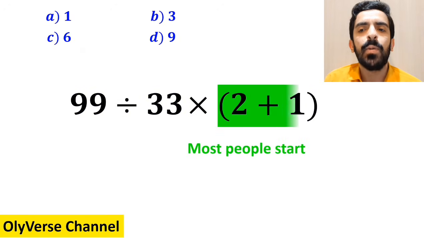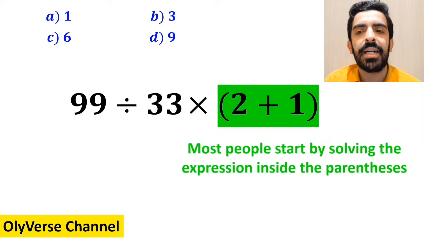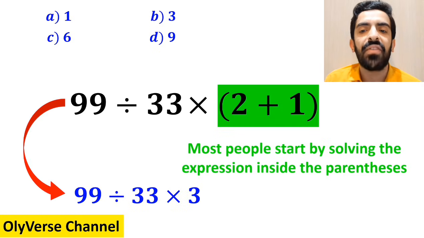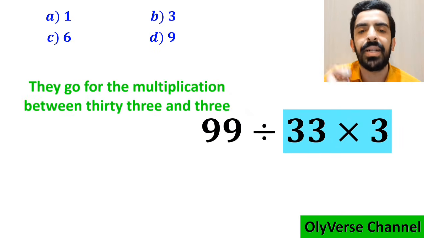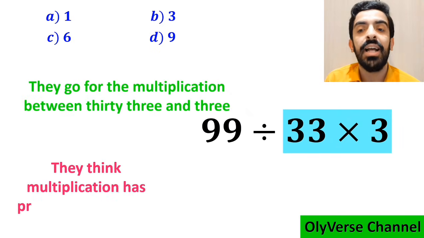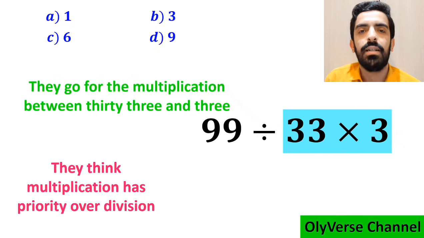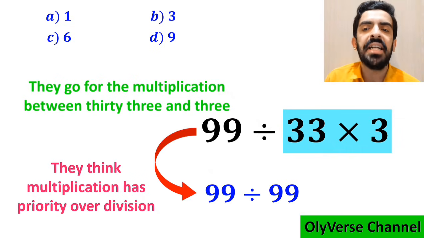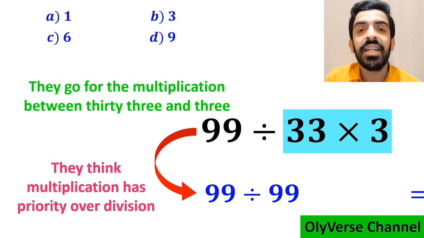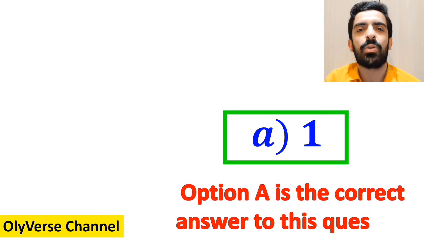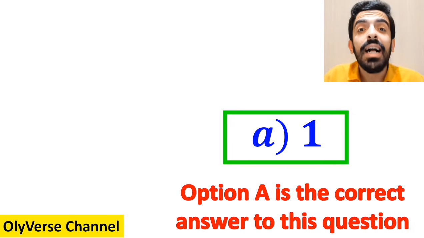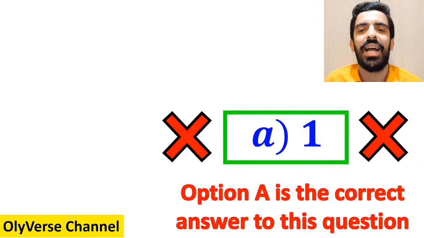In the first step, most people start by solving the expression inside the parentheses and replace it with 99 divided by 33 multiplied by 3. In the next step, they go for the multiplication between 33 and 3 because they think multiplication has priority over division. So, this expression simplifies to 99 divided by 99, which finally gives them the answer 1. And immediately, they quickly say that option A is the correct answer to this question. However, it's not the correct answer to this question.